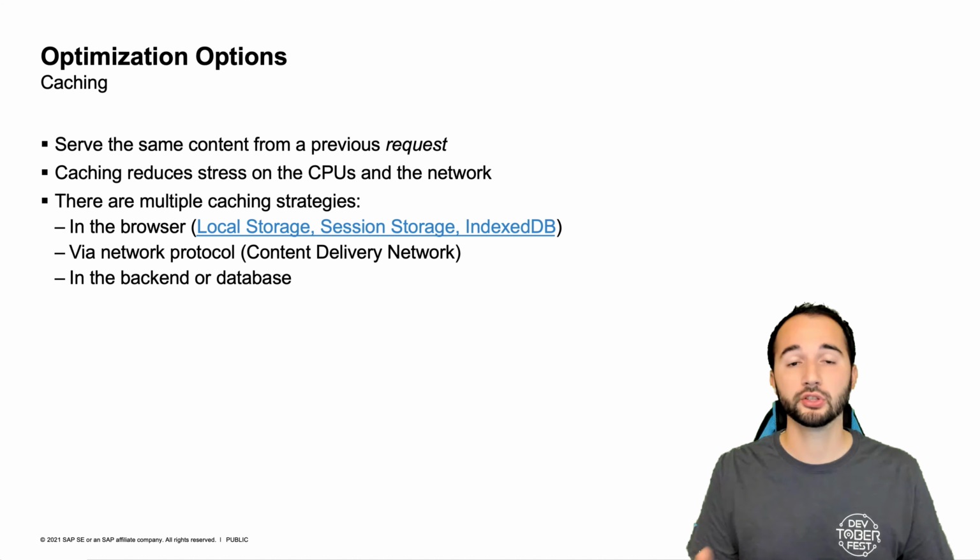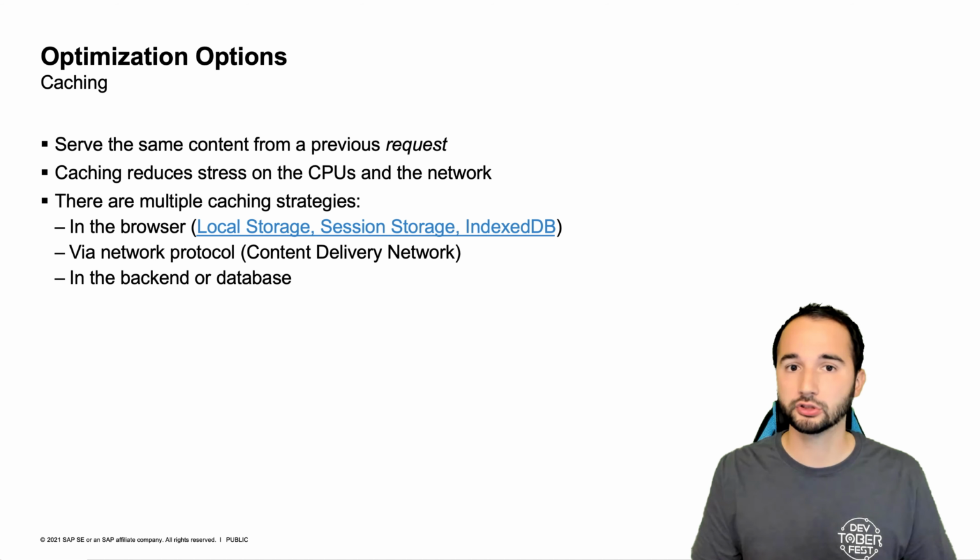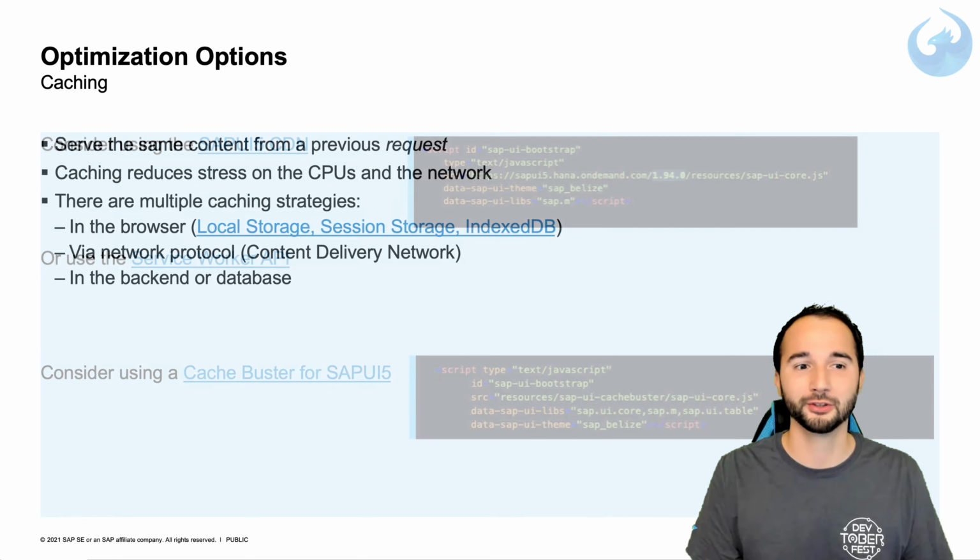You could cache in the browser via your JavaScript logic with local storage, session storage, or a database that runs in the browser. You can cache on a network level, like when you use a content delivery network, for example, or you can cache in the backend or directly in the database. But as I said, this is not the focus of this presentation, and I don't want to go too deep into caching, as this is a topic that I could talk hours about.